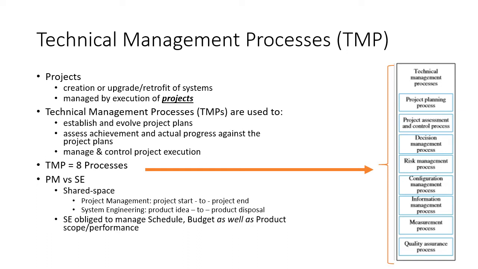A little point at the bottom of the slide: project management and system engineering go hand in hand. You can't do one without the other. Project management needs to know what the requirements are in order to establish a schedule, a budget, and staff. At the same time, system engineering needs to know what the budget, schedule, and staffing limitations are as you define the scope of the product. So project management and system engineering have tremendous overlap with each other.